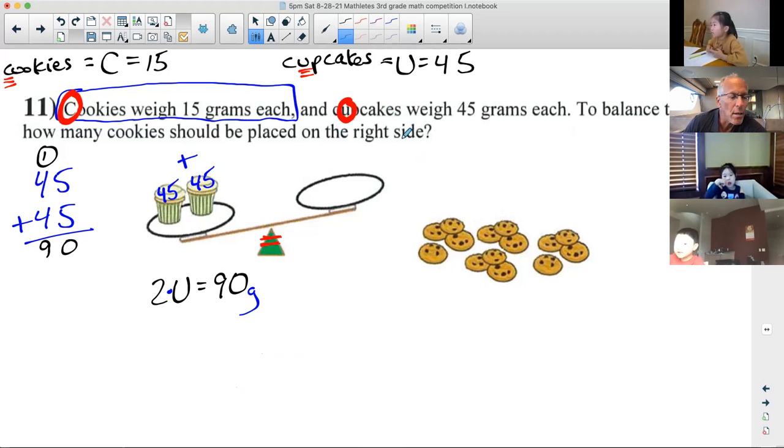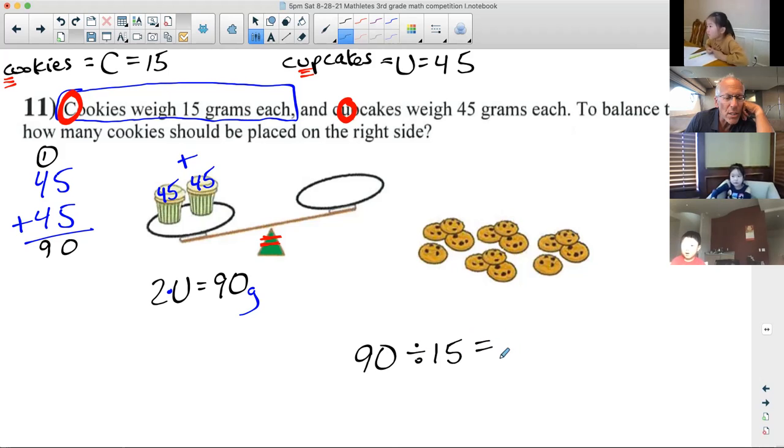Go ahead, buddy. 90 divided by 15 equals 6. Yes. So you're going to need 6 cookies.